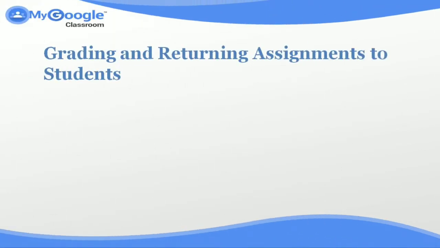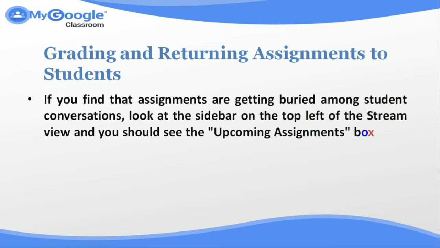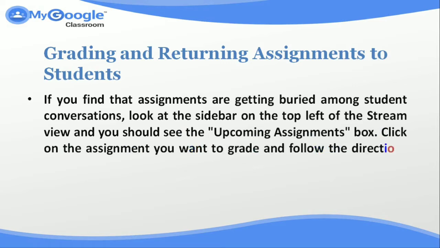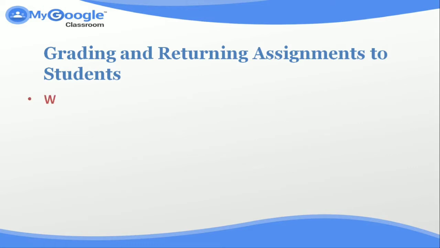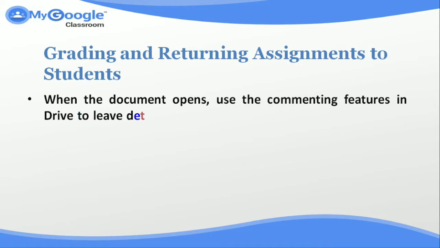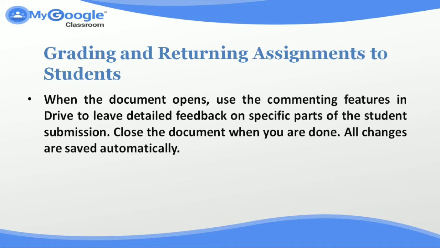Grading and returning assignments to students. If you find that assignments are getting buried among student conversations, look at the toolbar on the top left of the stream view, and you should see the upcoming assignments box. Click on the assignments you want to grade and follow the directions below. Click on the name of the student who has submitted an assignment you want to grade. When the document opens, use the commenting feature in Drive to leave detailed feedback on specific parts of the student submission. Close the document when you are done. All changes are saved automatically.